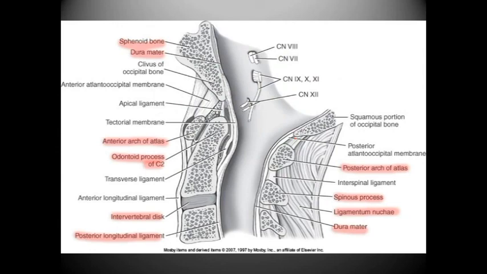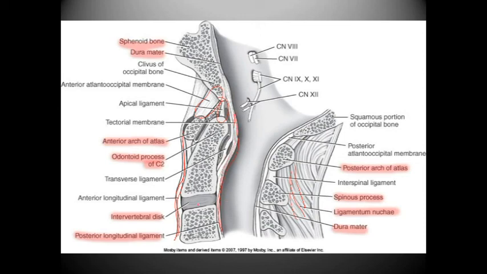Here we see pretty much some of the ligaments. We have the apical ligament here, the anterior atlanto-occipital membrane, the ligamentum nuchae, the anterior longitudinal ligament running down this way, and the posterior longitudinal ligament, which is running here, beginning in C2.